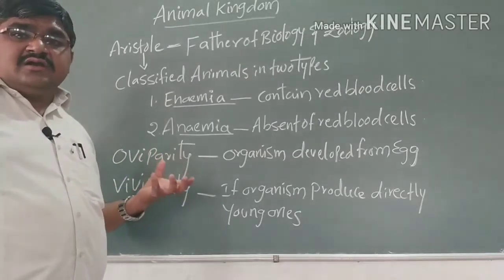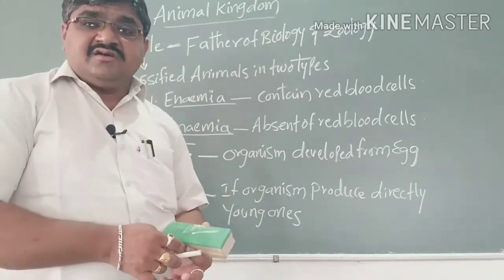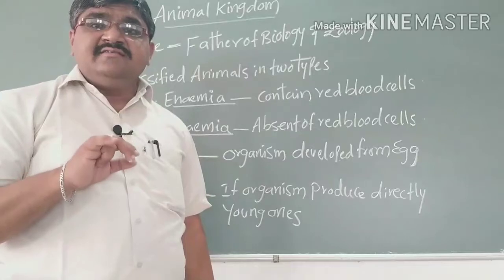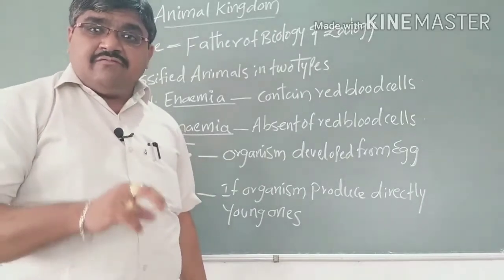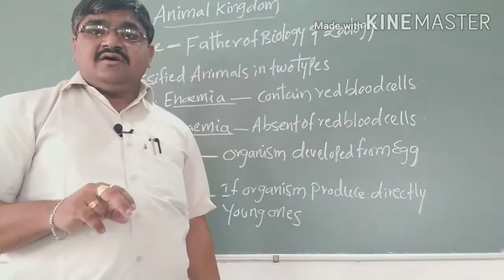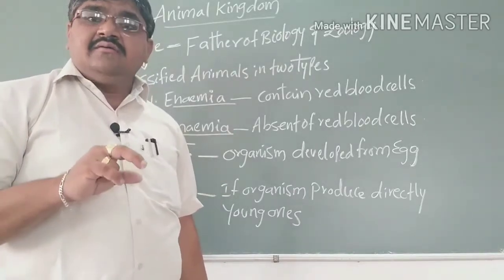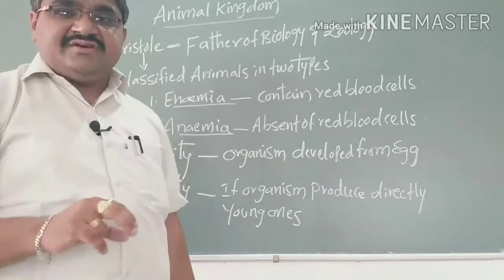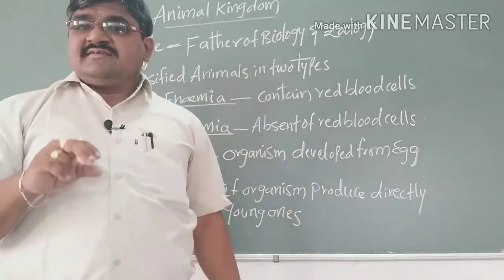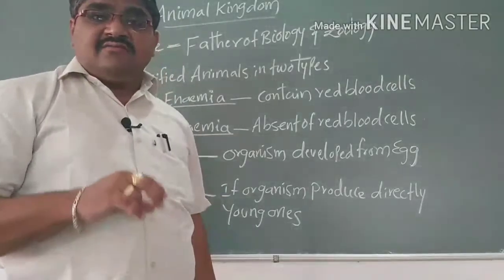And we have already studied Whittaker's classification. Whittaker classified the organisms into 5 kingdoms. First is Monera, second is Protista, third is Fungi, fourth is Plantae, and lastly Animalia. So Animalia means all animals are grouped under one category, which is called the kingdom Animalia. The animals show different salient features.